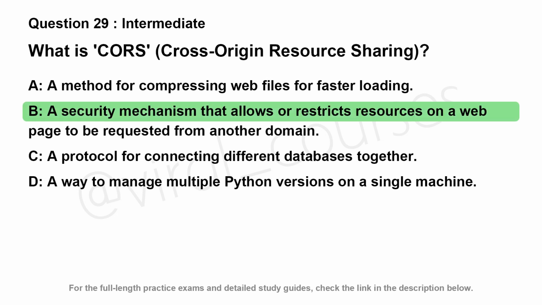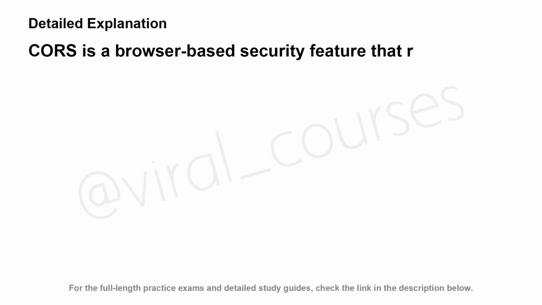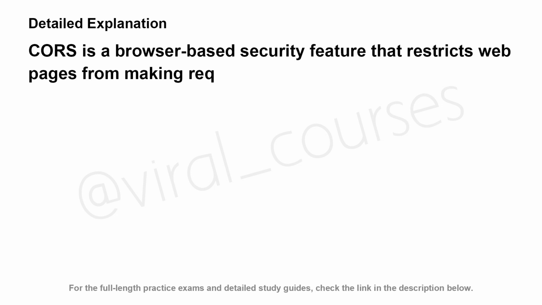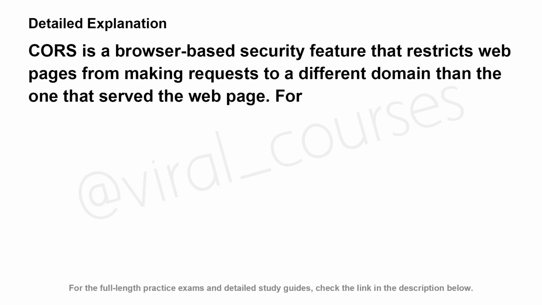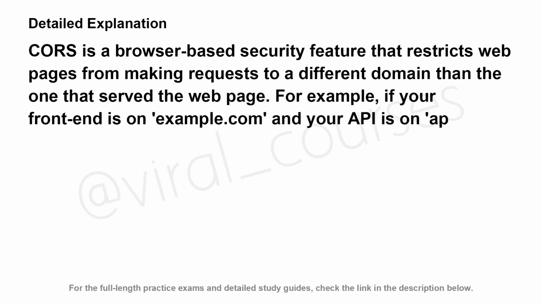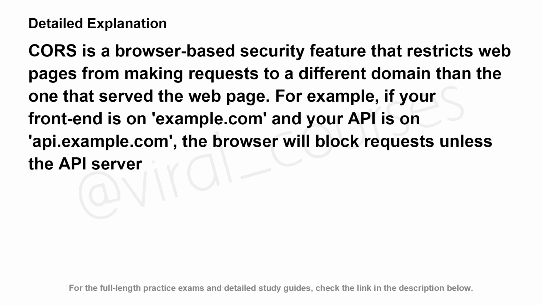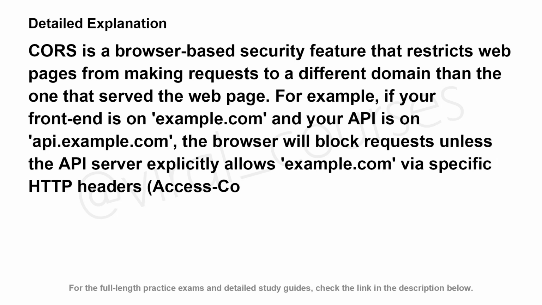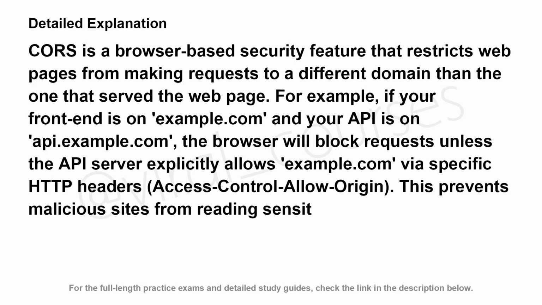The correct answer is B. CORS is a browser-based security feature that restricts web pages from making requests to a different domain than the one that served the web page. For example, if your front-end is on example.com and your API is on api.example.com, the browser will block requests unless the API server explicitly allows example.com via specific HTTP headers, Access-Control-Allow-Origin. This prevents malicious sites from reading sensitive data from other sites.